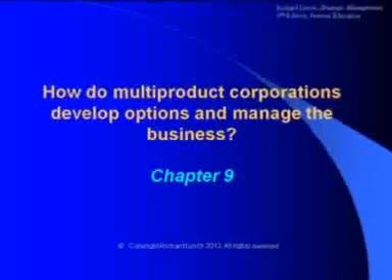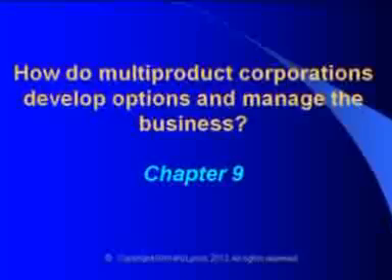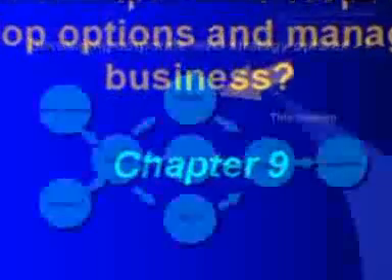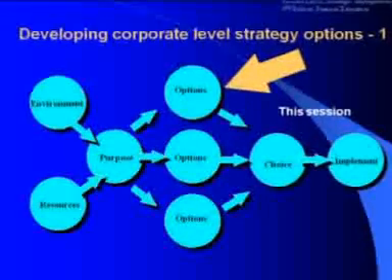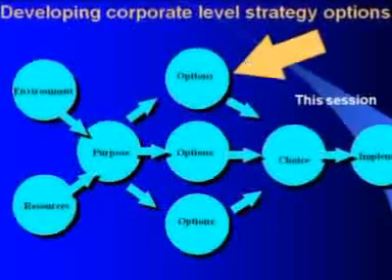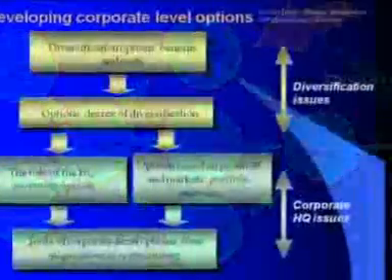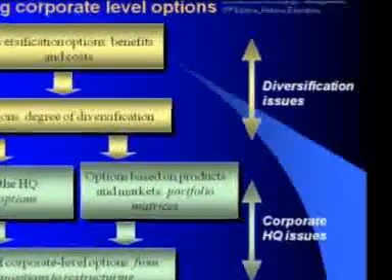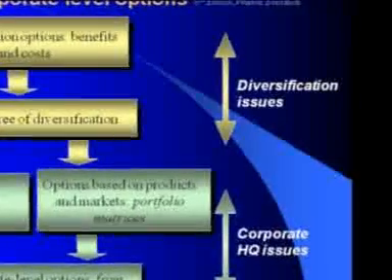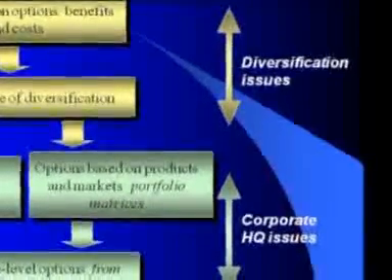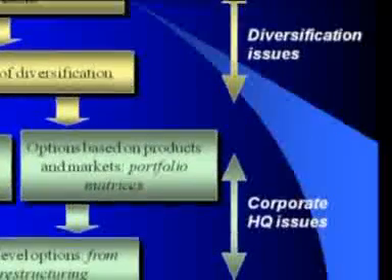Chapter 9 is concerned with developing corporate level strategy options. Having examined strategy options at the business level in Chapter 8, we now move on to consider those at the corporate level. Some firms will diversify beyond a single area and operate in many markets, each with its own business strategy, its business team and its profit centres.